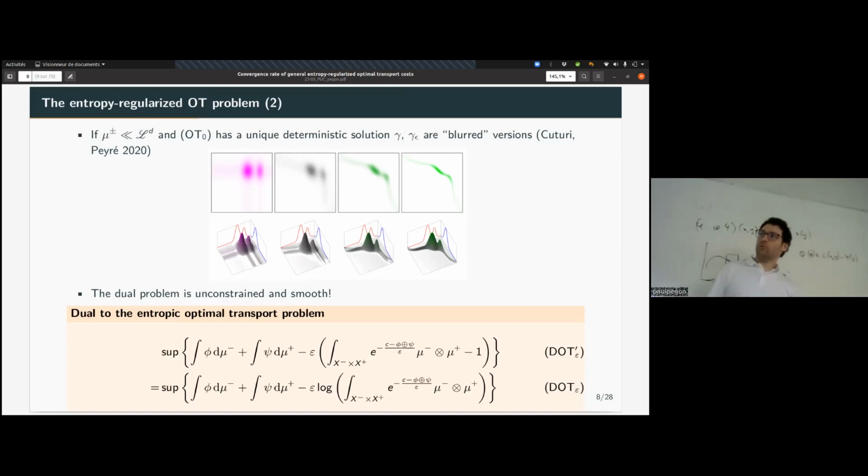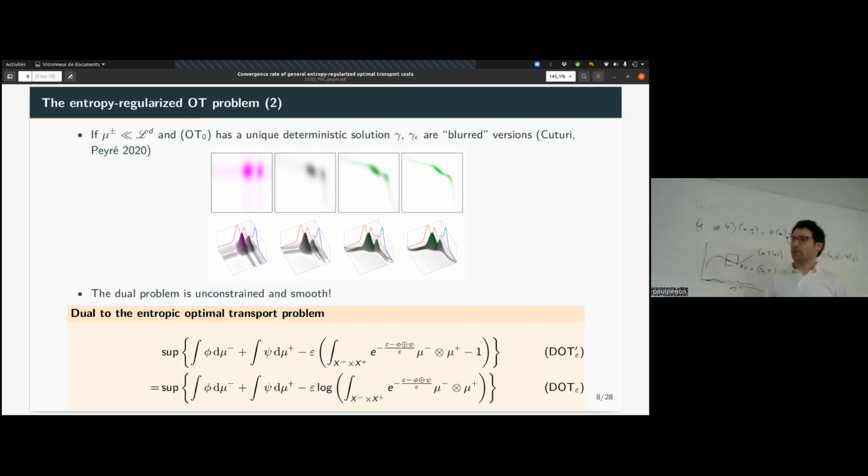Okay, and similarly to the original optimal transport problem, since it's no more linear, it's still a convex problem. So you also have a dual problem for this. And here about the dual, you recognize the term that we had before, integral of phi d mu minus plus integral of psi d mu plus. And you have this strange term, which is a little bit weird, but we can write it in a different way. This is an expression that we call log-sum-exp, a log of an integral of an exponential.